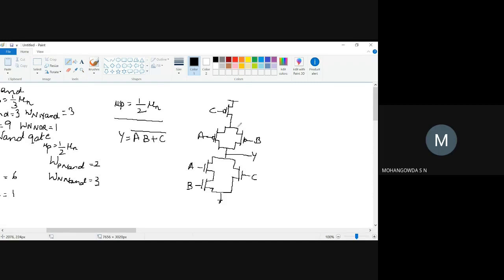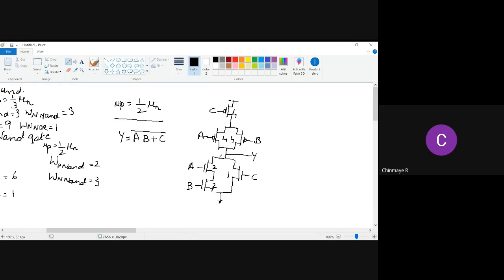Ma'am, PMOS will be 4. Okay, first tell me NMOS. Tell me the width of A and B. A and B 2, ma'am. So A will be 2, B will be 2, C will be 1, ma'am. Correct, C is 1. And PMOS 4, ma'am. 4 here, 4, again 4, ma'am. 4. Very good.